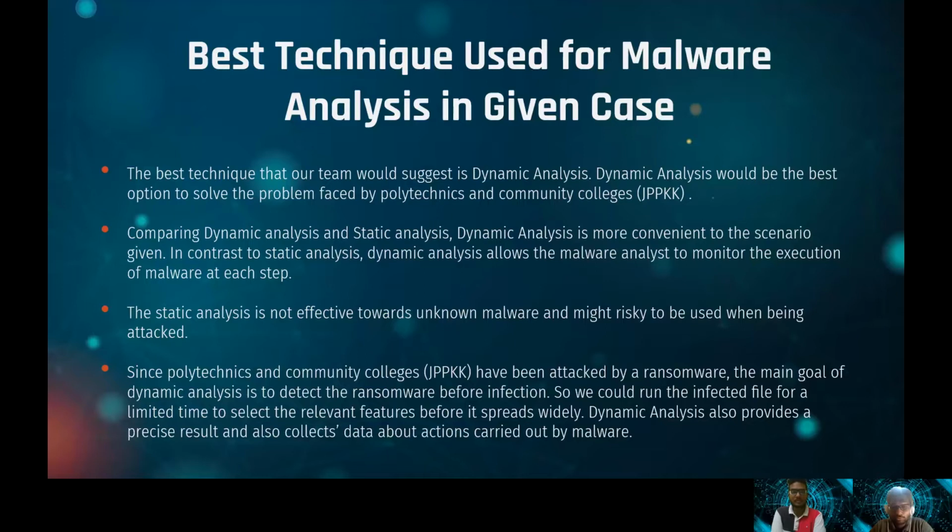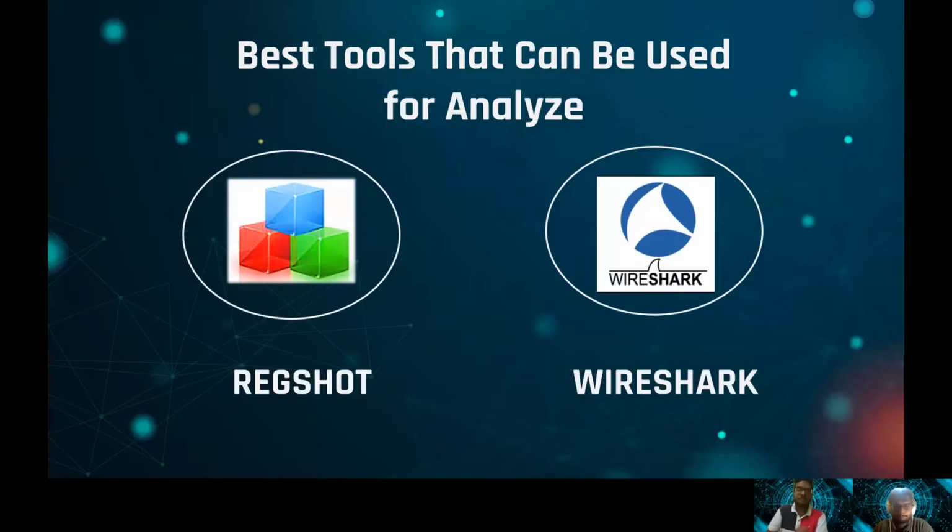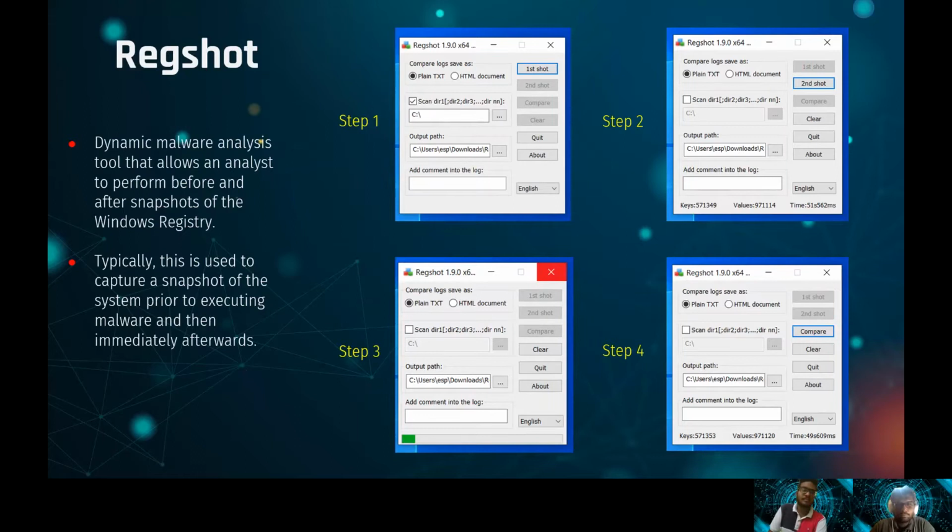Dynamic analysis also provides us precise results and also collects data about actions carried out by a malware. So our team has come out with the best tools that can be used for analysis, that are Regshot and Wireshark. First, Regshot.